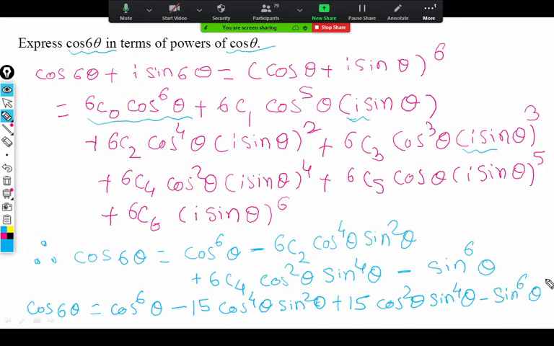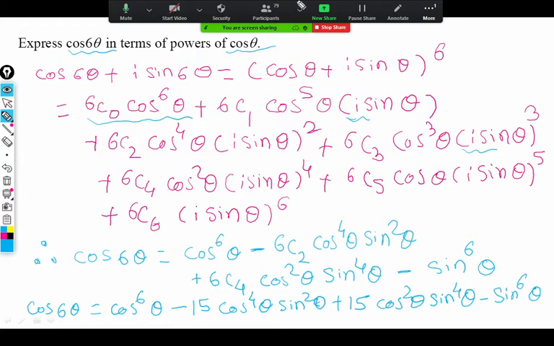Now the next step is left, because as the question says, we want only cosine theta. What you have to do is replace every sine square theta by 1 minus cos square theta, and do some more calculation to get the required answer. Can you do the remaining part, or shall we finish it right now?